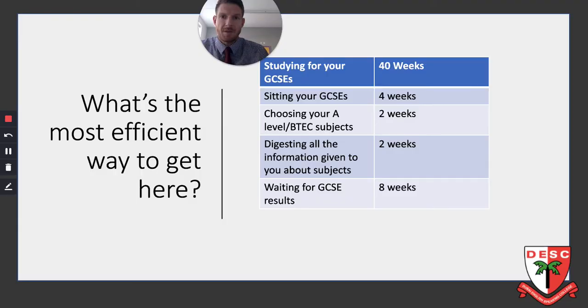So, finally, I'll leave you with a quick question and maybe pause the video here for a second. What's the most efficient way to get here? Well, you've got 2 columns here. You've got a load of tasks and you've got how long it's going to take. So pause the video for a second and try and work out what's the most efficient way for you to get from where you are now onto this course. Now, if you've worked out the most efficient time, it will take you 48 weeks to get here, and hopefully that'll make you an excellent candidate for A-level business.